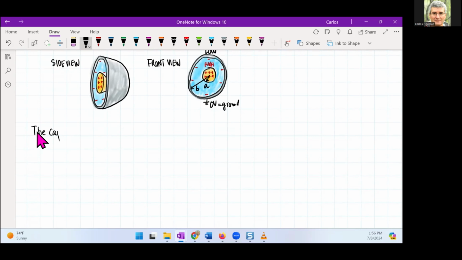The capacitance is C spherical. For a spherical capacitance, it has to be charge divided by the voltage of this sphere. So for the sake of argument, I'm just going to ignore the dielectric right now. I don't have to, but here's what we're going to look at.